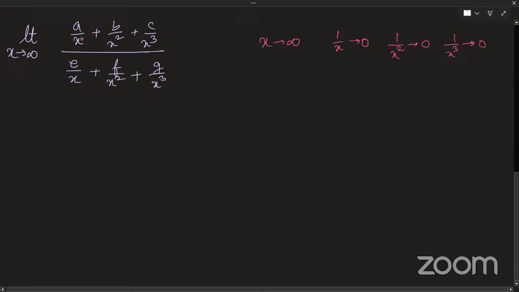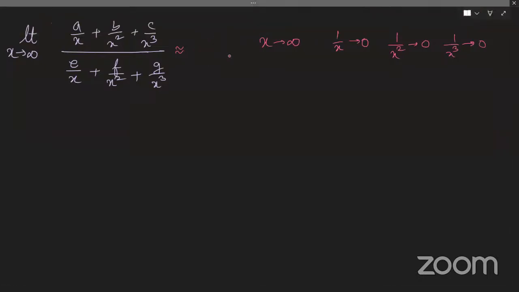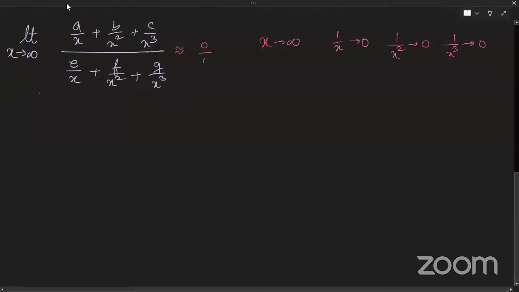So a into 1 by x, where will a into 1 by x go to? 0. What about b? 0. So 0 plus 0 plus 0 divided by 0 plus 0 plus 0. So it is 0 by 0 form. Yes, sir. It is 0 by 0 form, everyone.